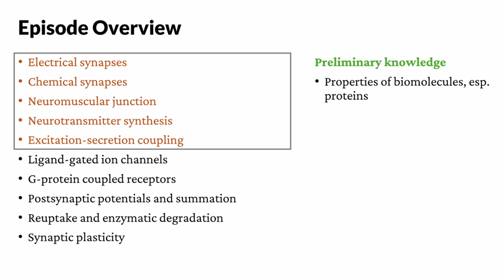Then talk about neurotransmitter synthesis, excitation-secretion coupling, and then in the next part, we will see ligand-gated ion channels, G-protein coupled receptors, postsynaptic potentials and summation, reuptake and enzymatic degradation, and finally synaptic plasticity.